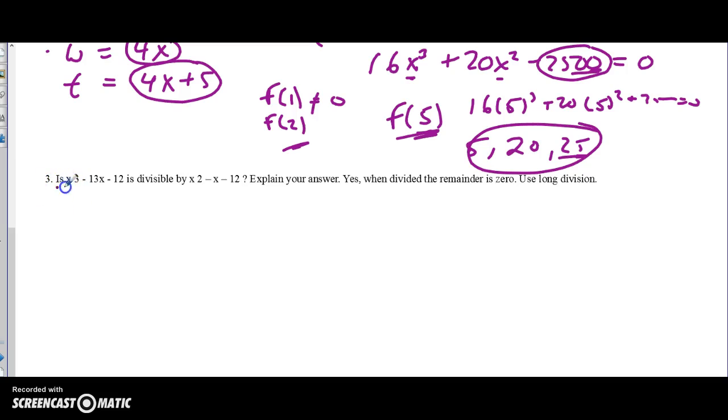So what I have is x cubed minus 13x minus 12. Is it divisible by this? And explain your answer.